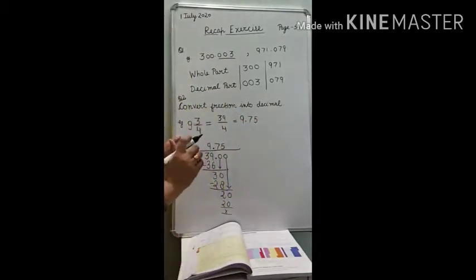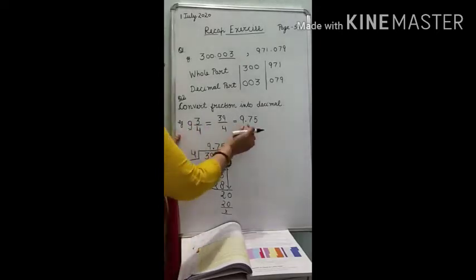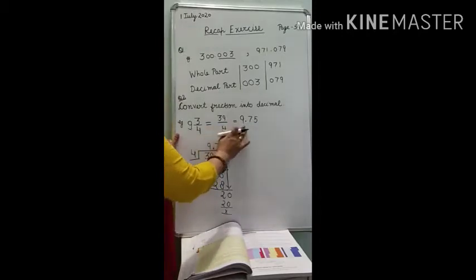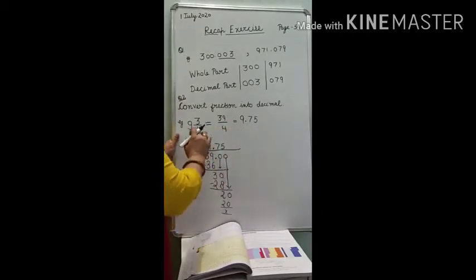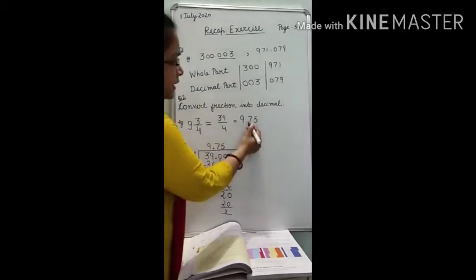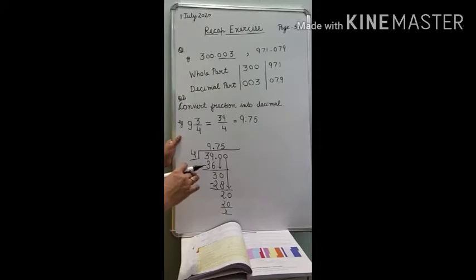Here you can clearly see class, the whole number in the fraction is also 9 and the whole part is 9 in the decimal number also. The whole part remains the same. Here the fraction 3 by 4 is converted into decimal as 0.75. So the another way of solving this is keep the whole part as such and solve only the decimal part.